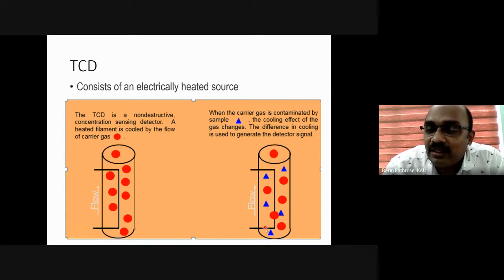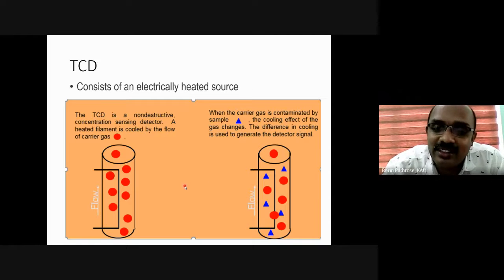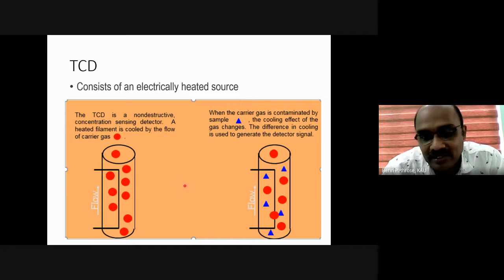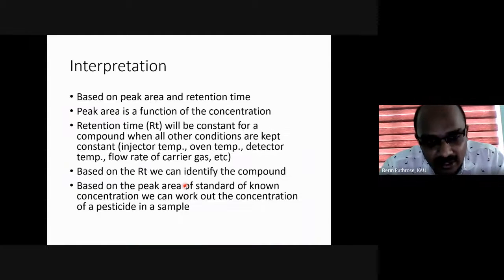But what will happen if a compound also comes out along with the carrier gas? Once you inject the sample, it gets separated out, and if there is a compound coming along with the carrier gas, then the cooling effect will be varying. If the cooling effect varies, then the current also varies. If the current varies, it can be easily detected. Understood? Yes. So that is the thermal conductivity detector.